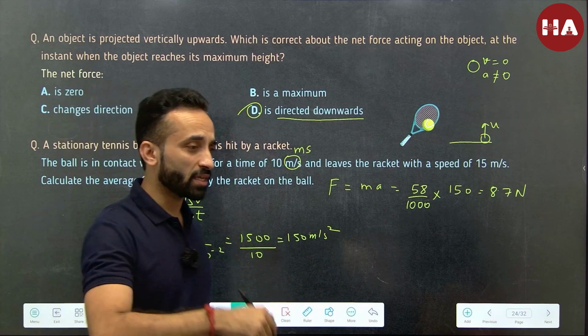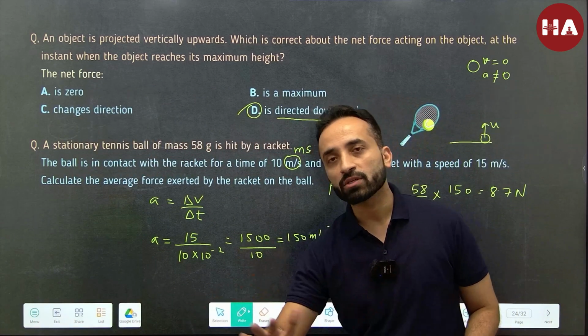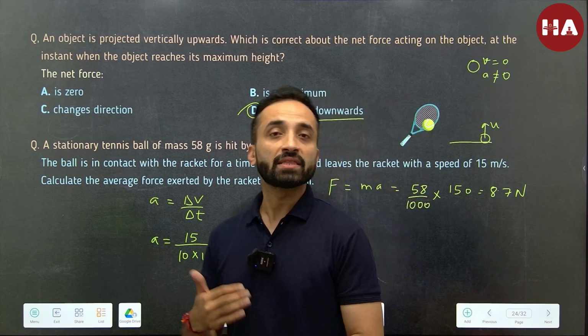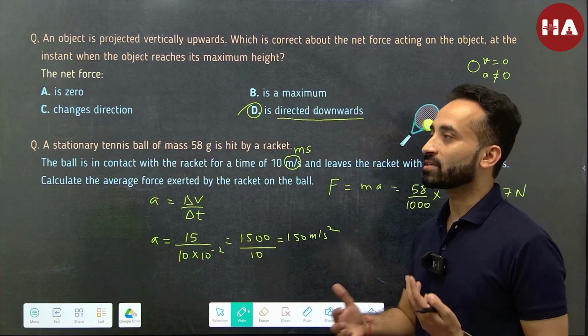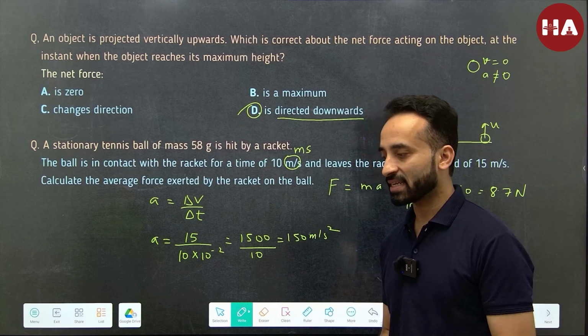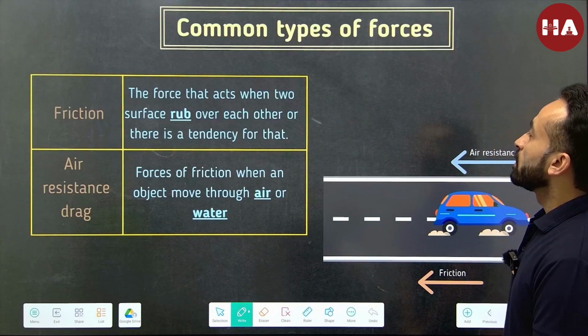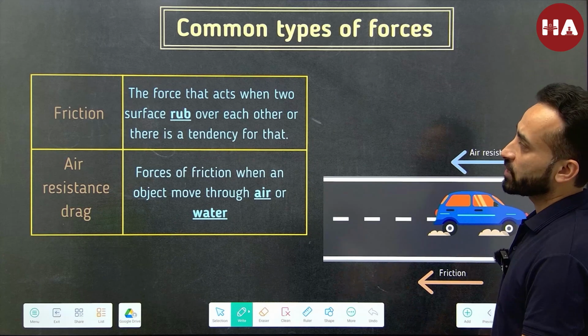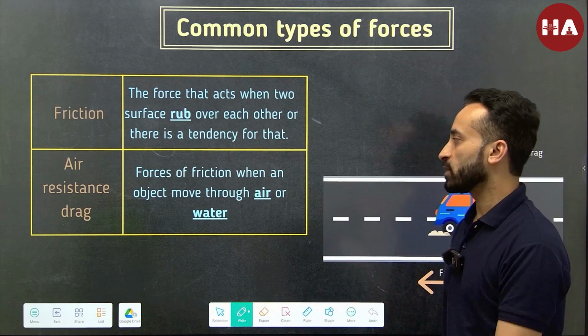So what are we doing in this particular class? I hope you understand. We are revising all the Newton's laws and the basic terms, but then we will start this chapter as per the requirement or the types of question that we are going to get in the next video. Again, common types of forces: friction, the force that acts when two surfaces rub over each other, just to give you an idea.